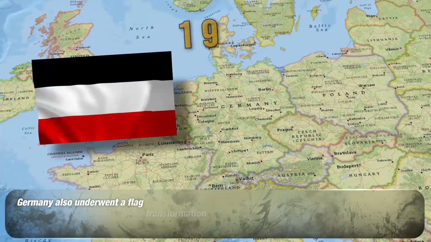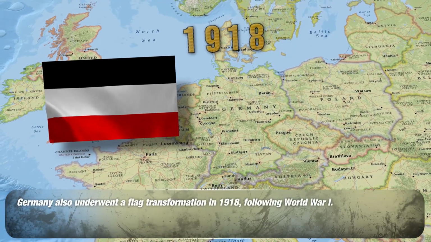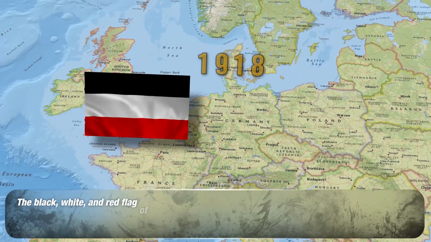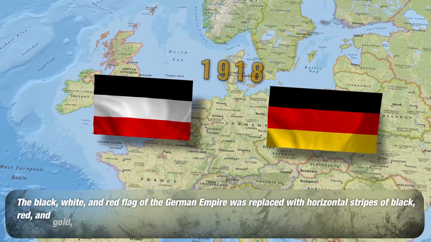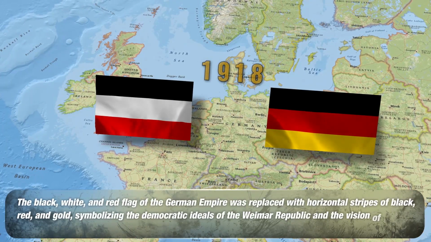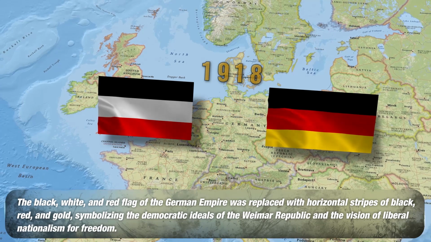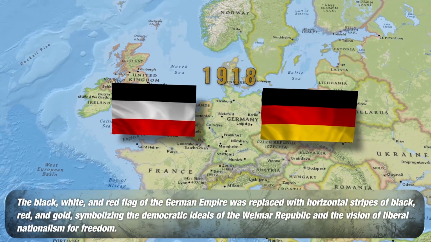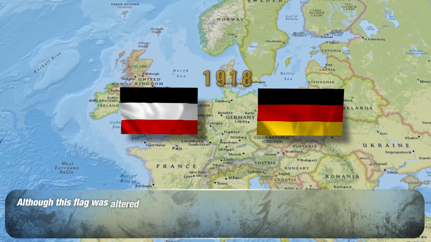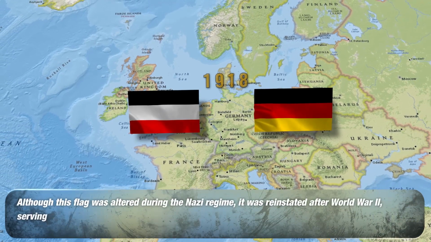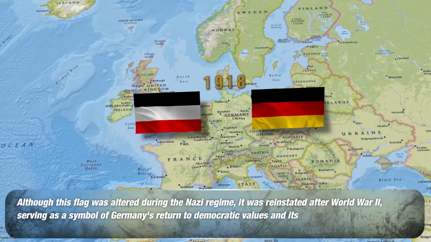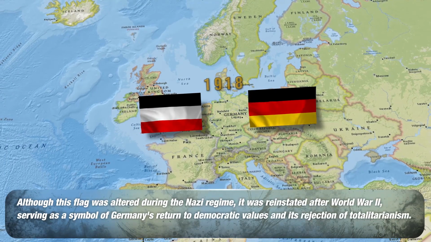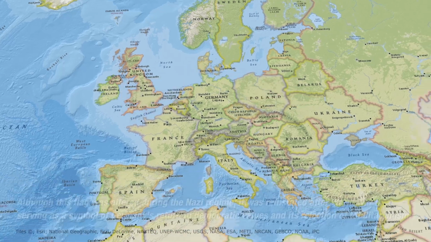Germany also underwent a flag transformation in 1918, following World War I. The black, white and red flag of the German Empire was replaced with horizontal stripes of black, red and gold, symbolizing the democratic ideals of the Weimar Republic and the vision of liberal nationalism for freedom. Although this flag was altered during the Nazi regime, it was reinstated after World War II, serving as a symbol of Germany's return to democratic values and its rejection of totalitarianism.